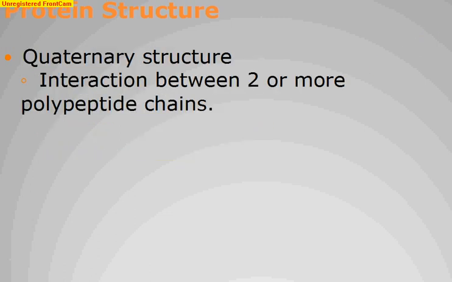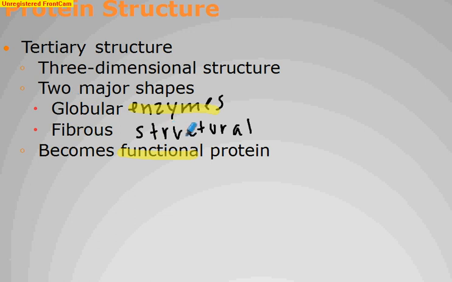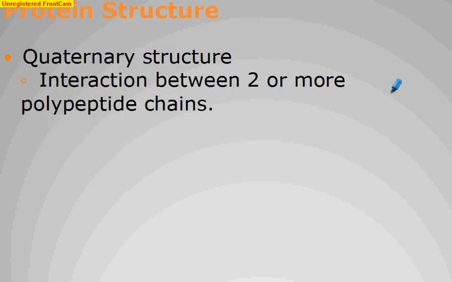Quaternary structure, not all proteins achieve quaternary structure. Quaternary structure would be the interaction between two or more proteins that have reached tertiary structure. So you could have a globular and a fibrous protein interacting, and that would result in your quaternary structure.